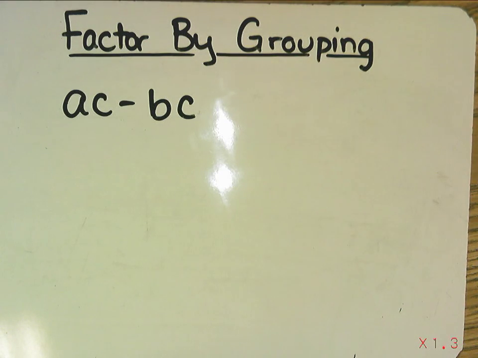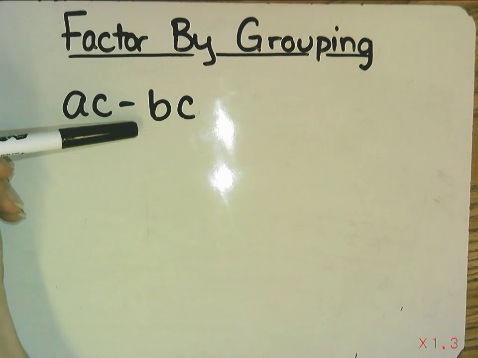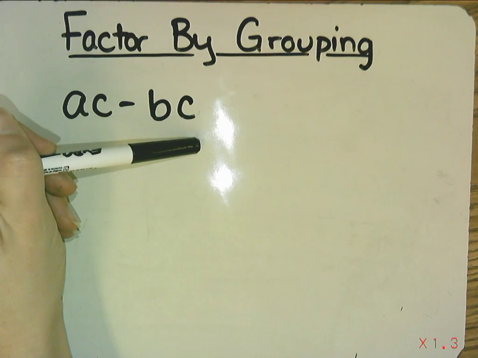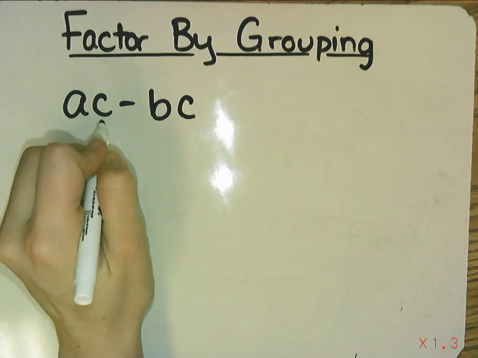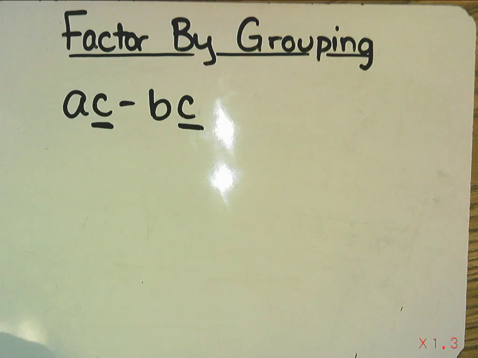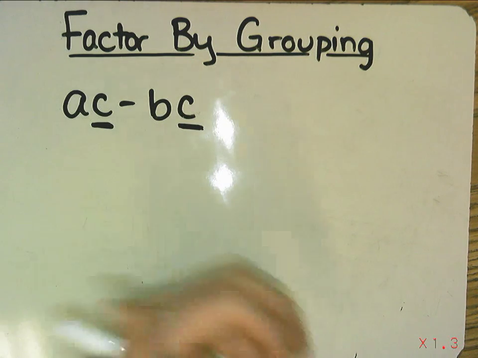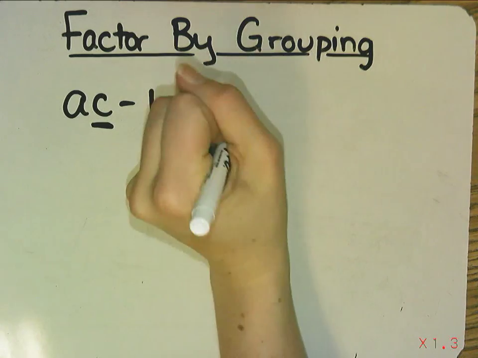We're going to practice factoring by grouping, but before we do that, we're going to take a look at something that looks like this. So if I have the product of A and C, and I'm subtracting the product of B and C, I notice that these two terms have a common factor of C. Since they have a common factor, I can factor out C.